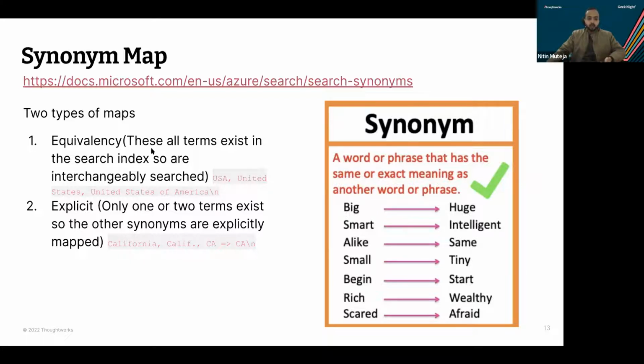So these are called equivalency maps. Equivalency maps create an equivalency between all these terms, so that if a user is searching for any of those terms, he'll be able to get all those documents out of the search results.